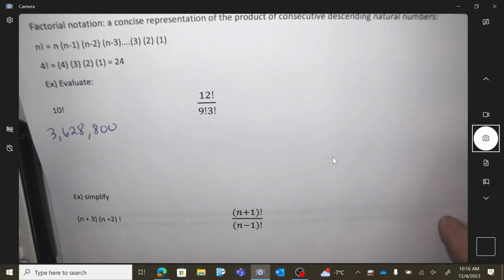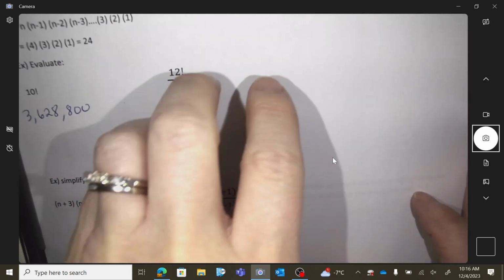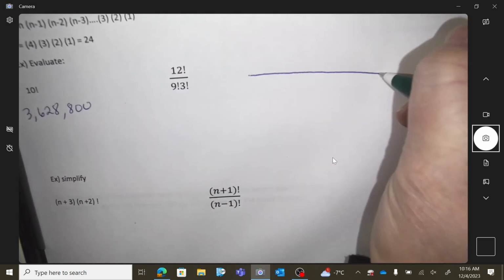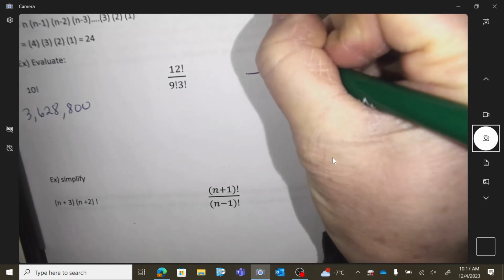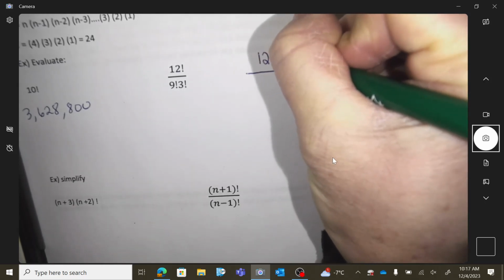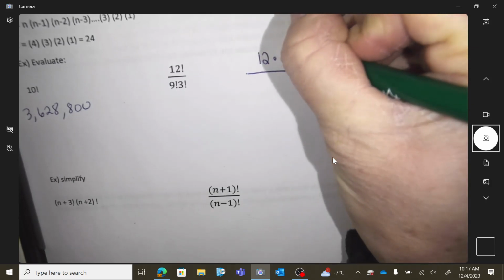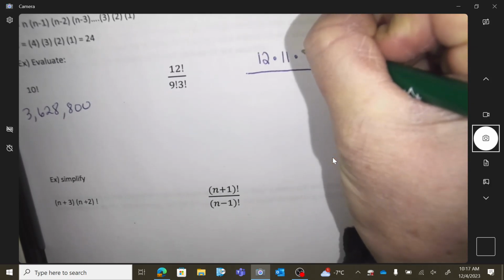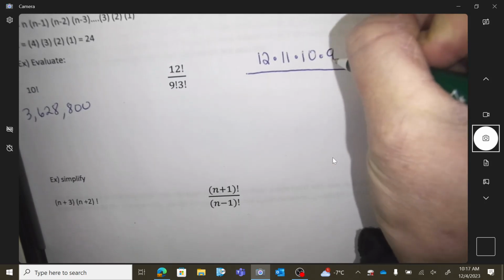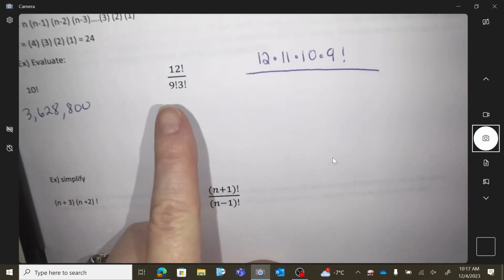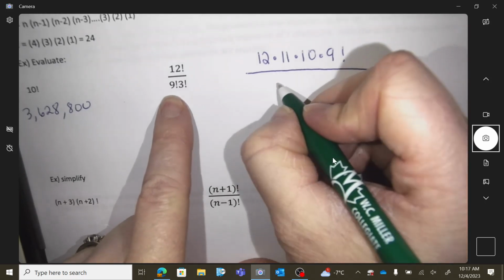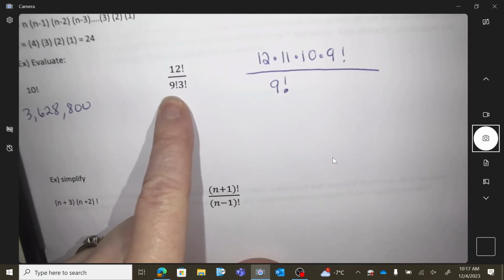Okay, next. I'm not going to do this in my calculator. Here's what we're going to do. I'm going to start expanding 12 factorial. So 12 factorial would be like this: 12 times, what's the next? 11, 10, 9, and beyond. Why did I stop there? Because there's a 9 factorial on the bottom.